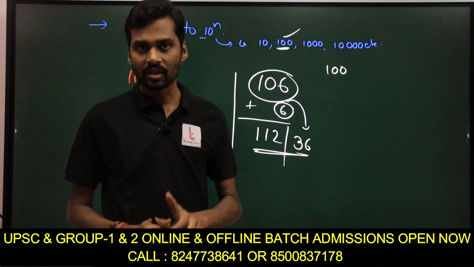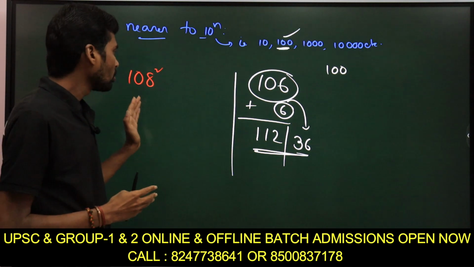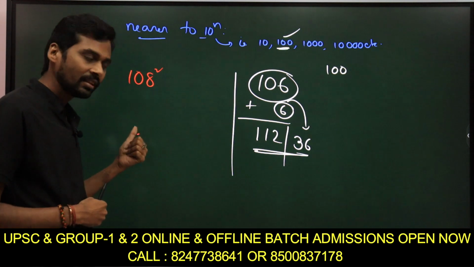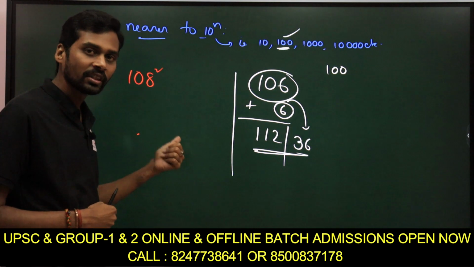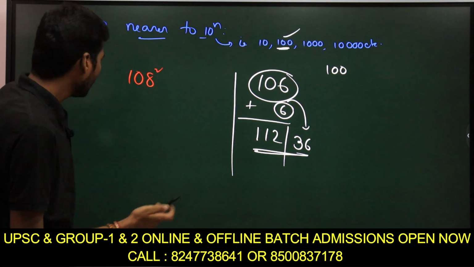108 square means, how much is 108 more than 100? 8 more than 100, right? So 108 plus 8 is 116. The number we are adding is 8. 8 square is 64. So the final answer is 11664.